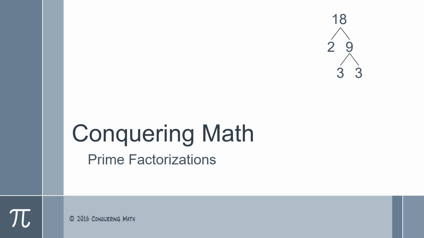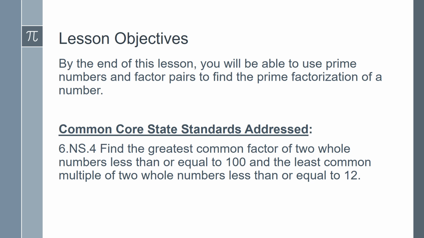Today we will be learning about prime factorizations. Let's dive on in. By the end of today's lesson, you will be able to use prime numbers and factor pairs to find the prime factorization of a number. The Common Core State Standard today is 6.NS.4.